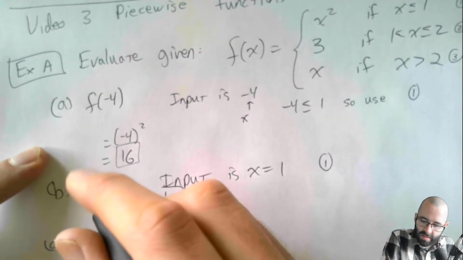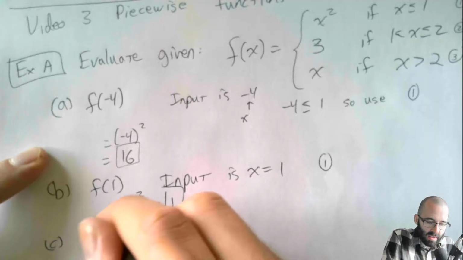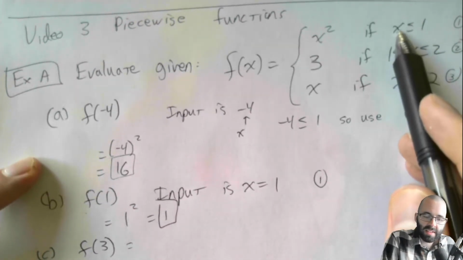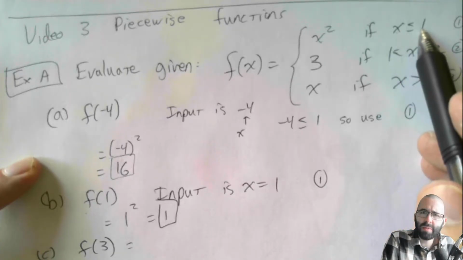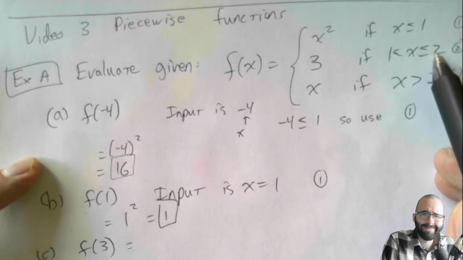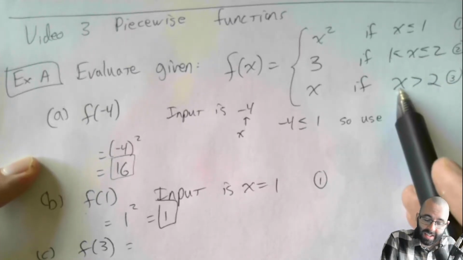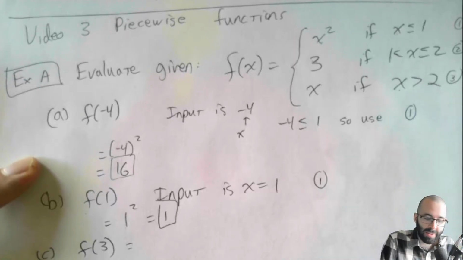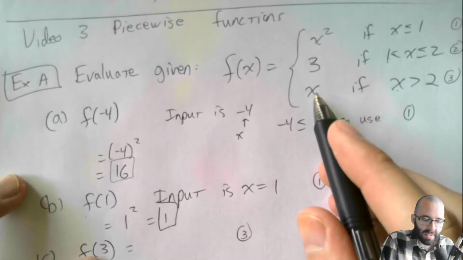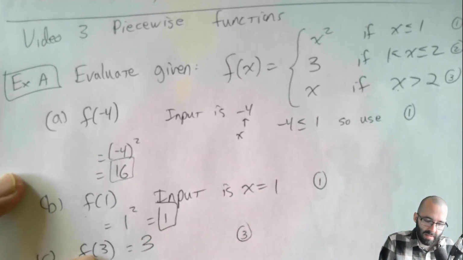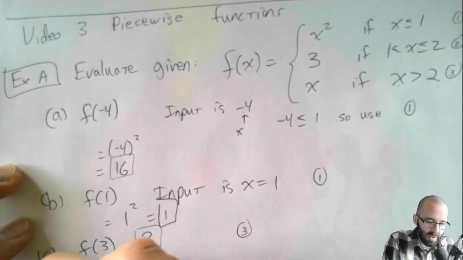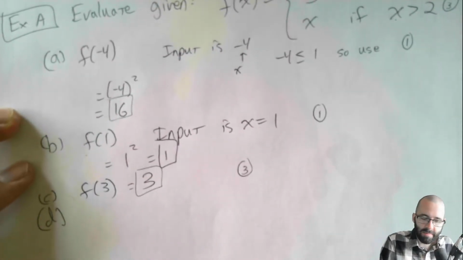Part C. f of +3. Is +3 less than or equal to 1? No, +3 is bigger than 1. Is +3 between 1 and 2? No, not between 1 and 2. Is 3 bigger than 2? Yes, 3 is bigger than 2. Use part 3 and says that f of 3 is equal to x, which is 3. All right, that's the rule that we use here. Do another one. Part D.